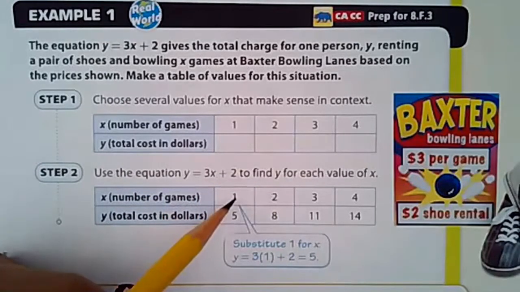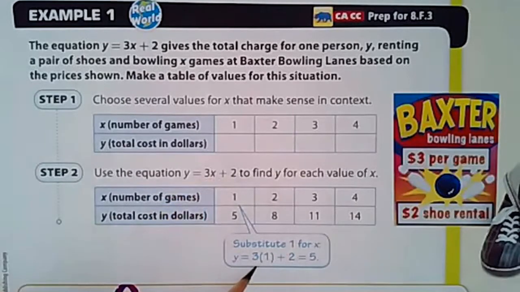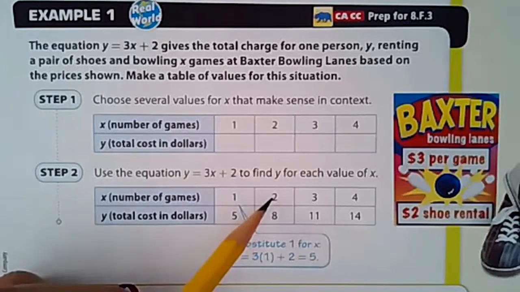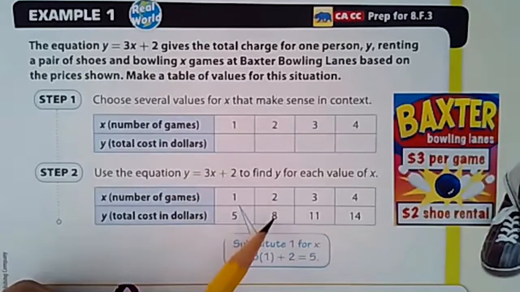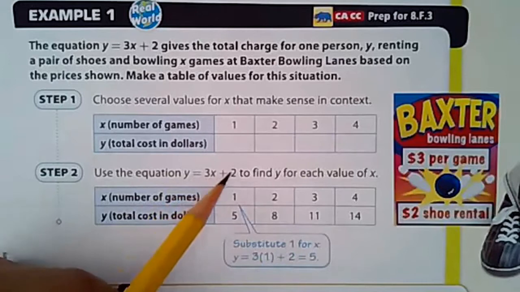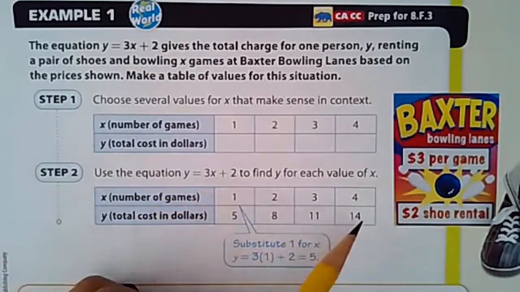So we have one game, so 3 times 1 is 3 plus 2 is 5. And that's what they did here: 3 times x, 3 times 1, because x is our number of games, plus 2 is $5. So you're going to spend $5. And 2 games, 3 times 2 is 6, plus 2 is 8. 3 times 3 is 9, plus 2 is 11, and 4 times 3 is 12, plus 2 is 14. So there's our table of values.